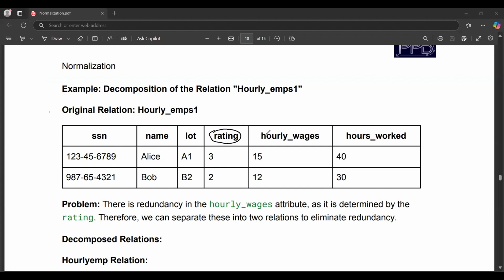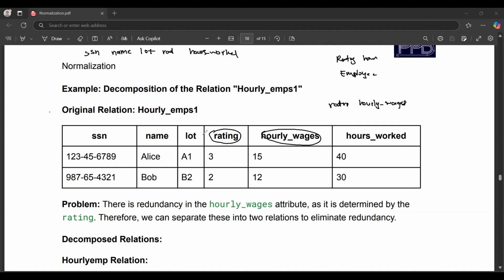We know the rating is dependent on hourly wages. So there are 2 entities here. One is about rating and hourly wages, and also about employee entity. Okay, so we can decompose this into 2 specific ones. Let's say first of all SSN, name, lot, rating, and hours worked in one relation, and we can put rating and hourly wages on another relation, and this will be fine.